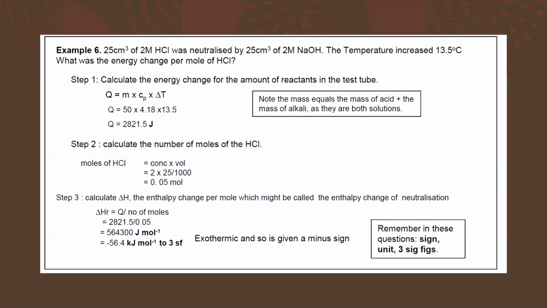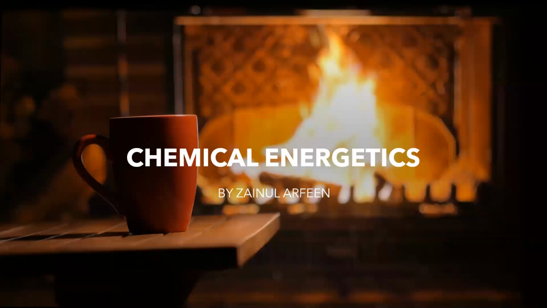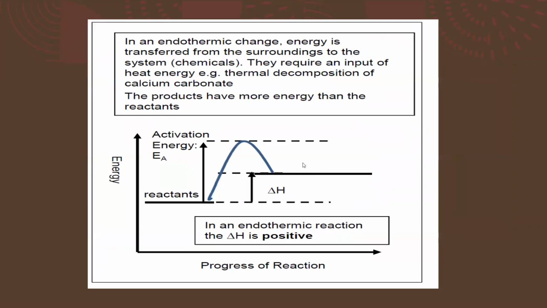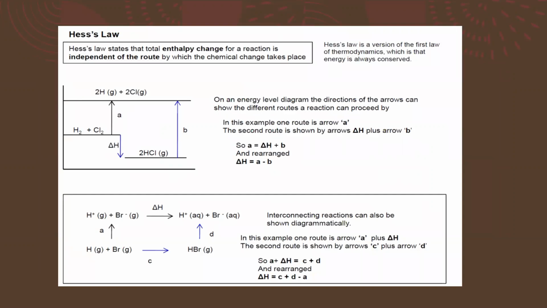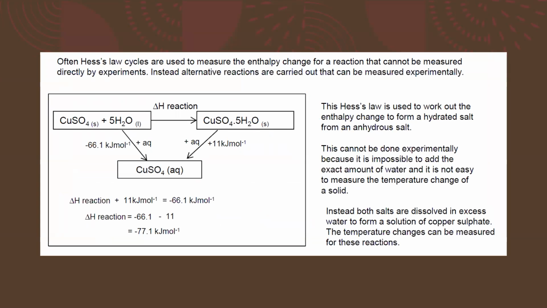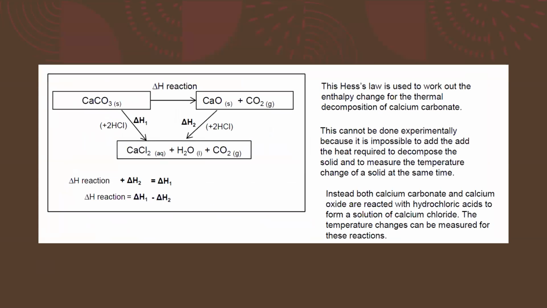So today we started the chemical energetics with bond energy, the energy diagrams, then enthalpy change, the definitions you have to learn for neutralization, atomization, combustion, formation, and Hess's law. The overall energy change is independent of the route or the path which we follow. So we can use it to find enthalpy changes normally for endothermic reactions.